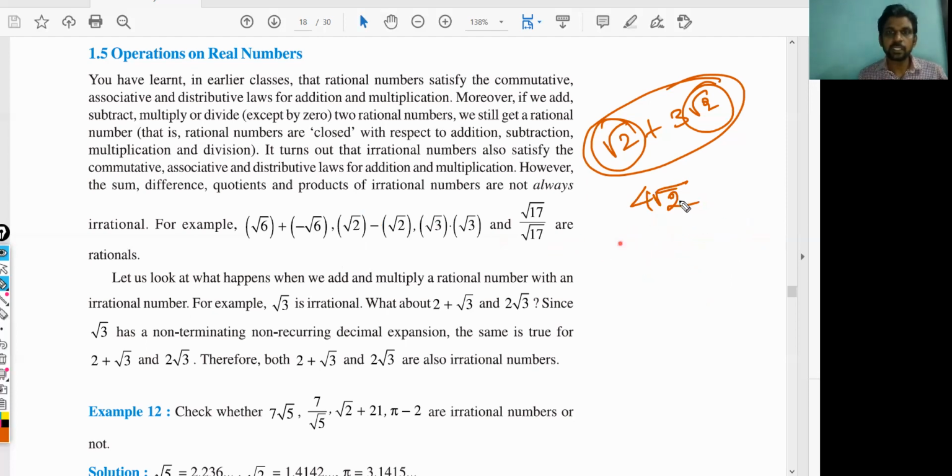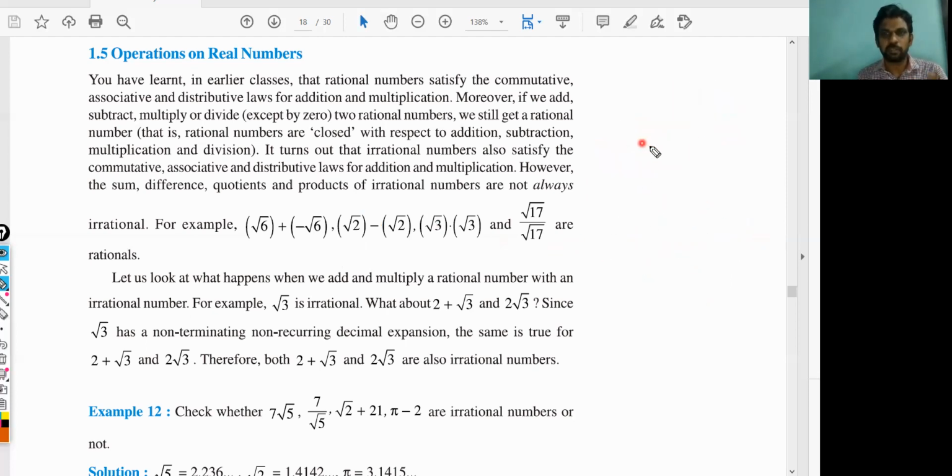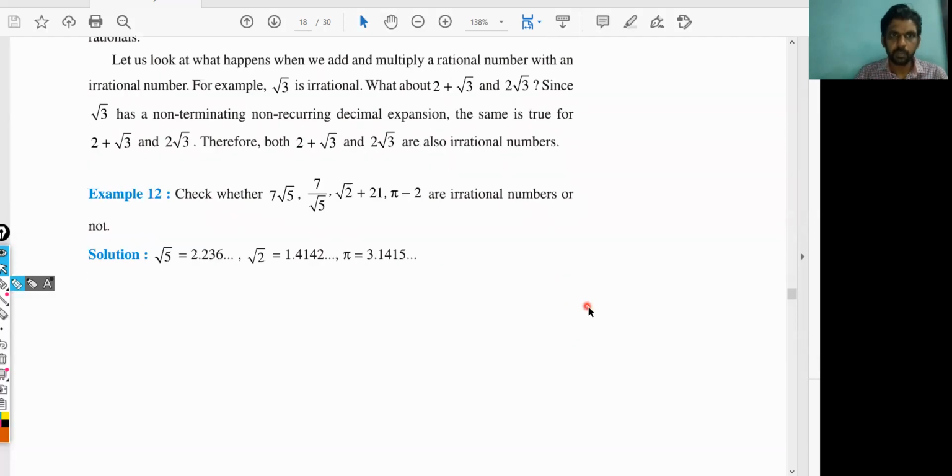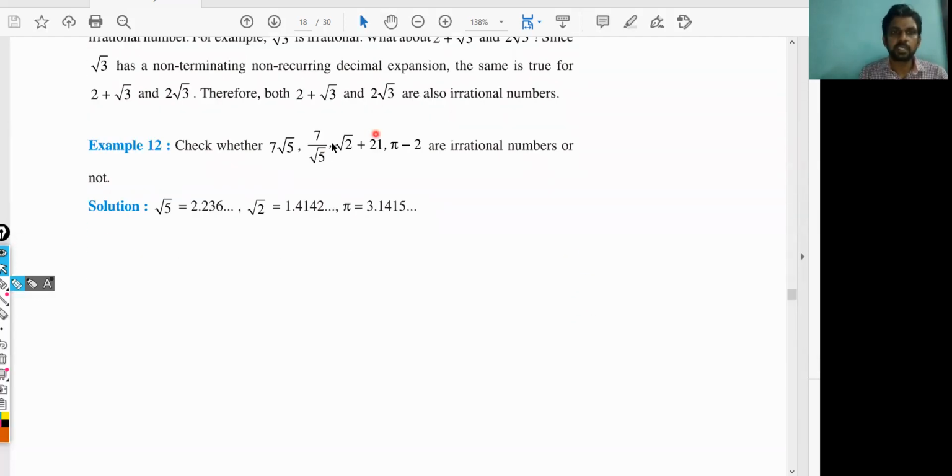We'll see some more examples. This is just to give a hint on how we proceed with operations on irrational numbers. We'll see more rules as we progress, right? We have theories behind all these rules, so if time permits, we'll see all these theories, right? Some of the irrational numbers are given here.